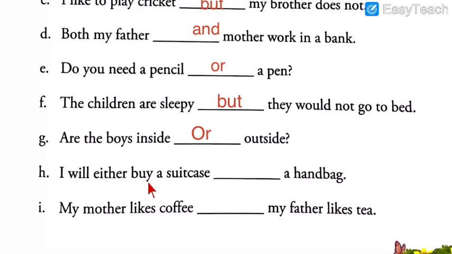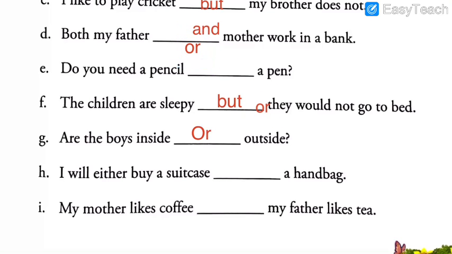Then sentence H. I will either buy a suitcase dash a handbag. Here always remember, whenever either is given, always or will come. Always with either, or will come. I will either buy a suitcase or a handbag. So you have the option.